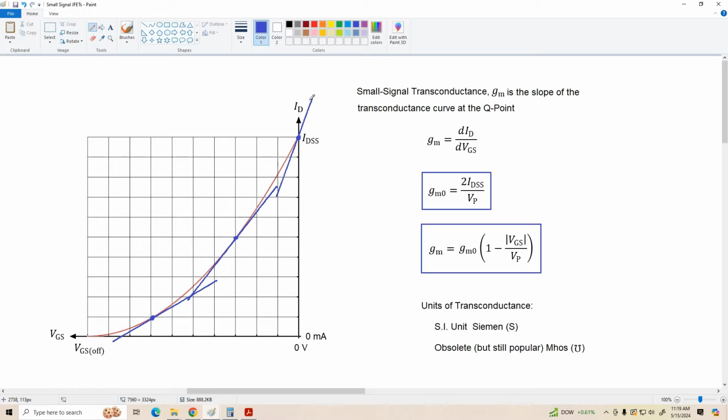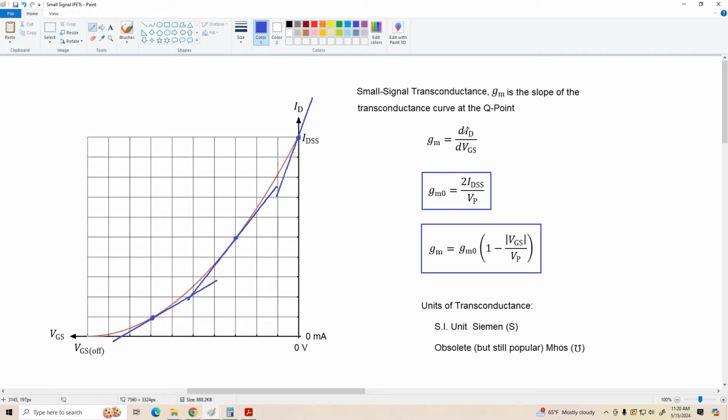And that would be the maximum transconductance that I could get. Of course, I'm already at the limits of operation, so it's not a practical Q point location, but you get the idea. The transconductance is dependent on where our Q point is located. Now, technically, transconductance is the derivative of drain current with respect to VGS.